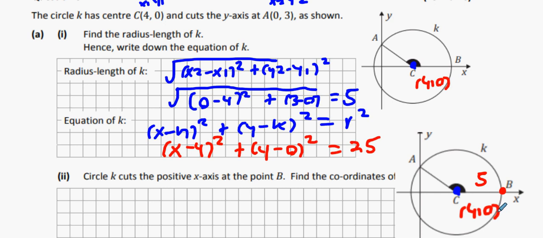Add 5 onto 0, and what do you get? You get 9, don't you? So the answer is 9, 0, in a nutshell. Who got that? Awesome. Did anybody do it a different way?